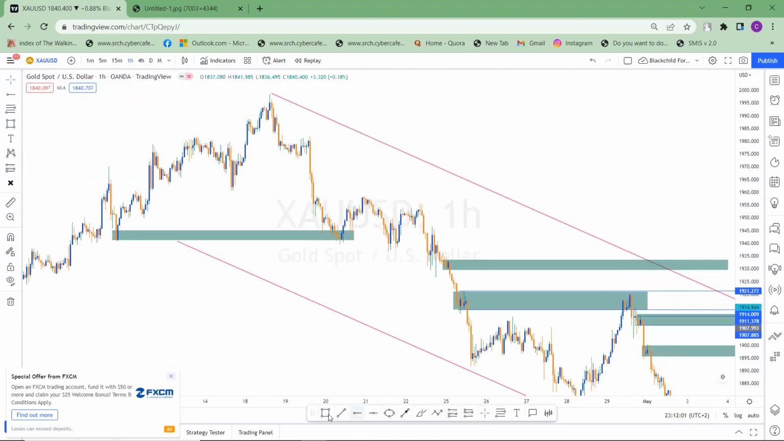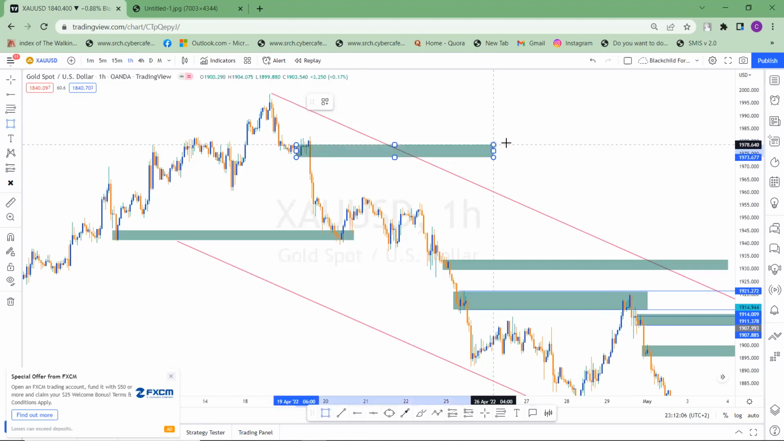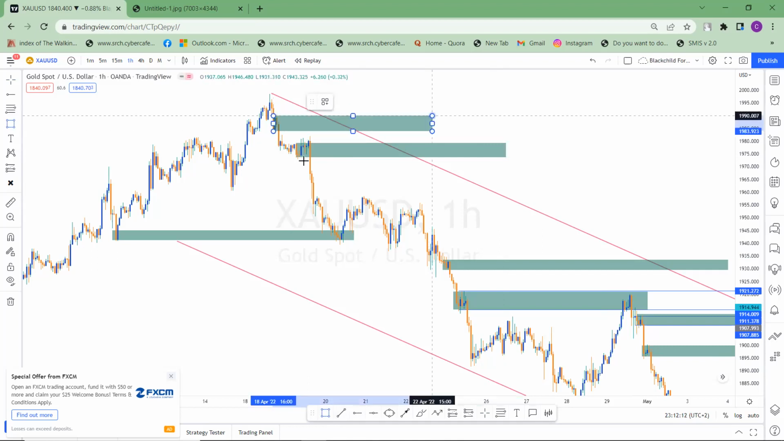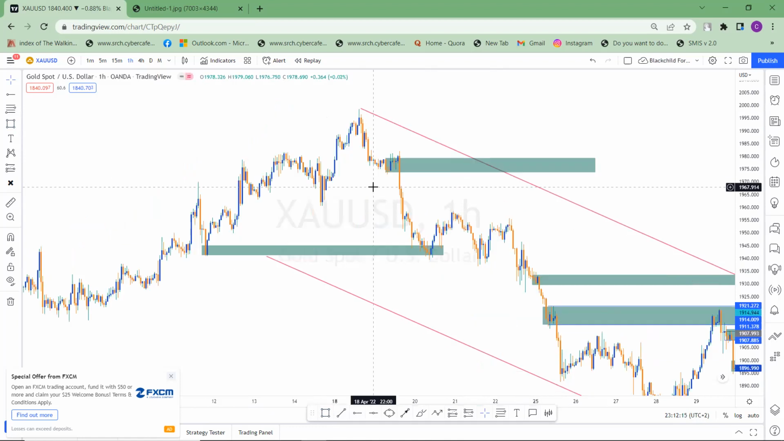And in the near future, we need to pay attention to this area, because this could be our potential order block, or this could also be our potential order block. So sometimes identifying order blocks is going to be hard for you, but I'll give you a clue. If you can't identify these order blocks randomly, I'll give you an example.